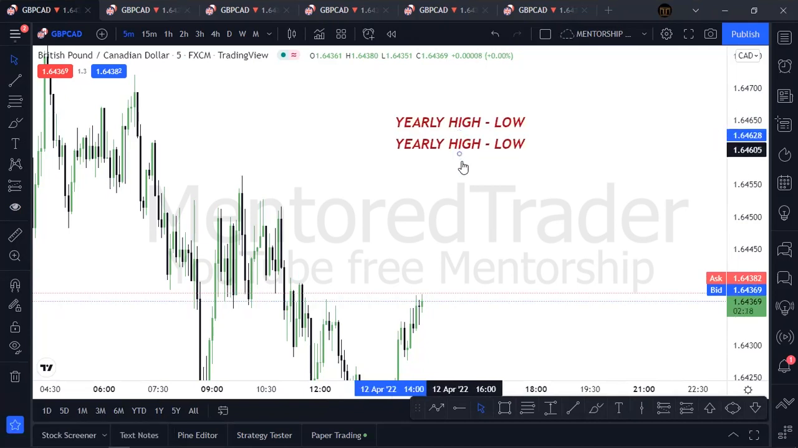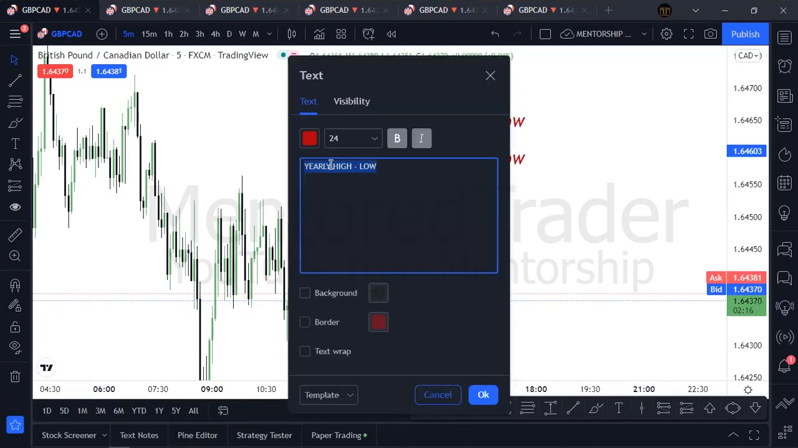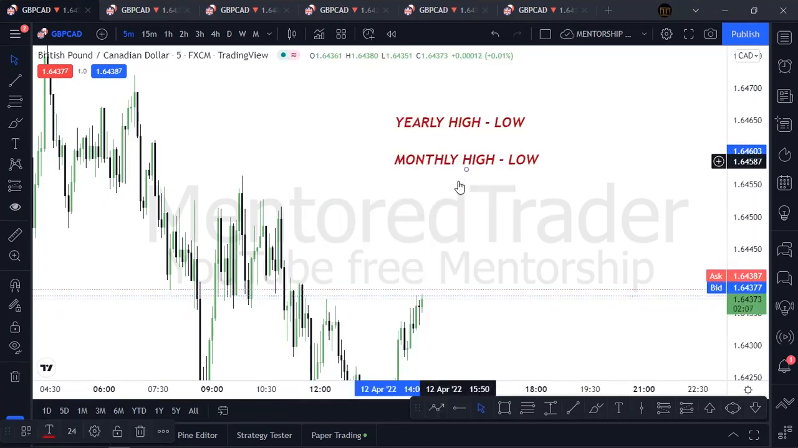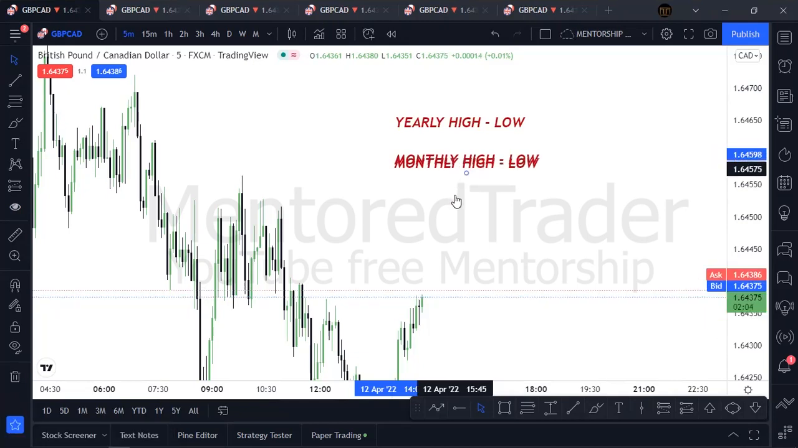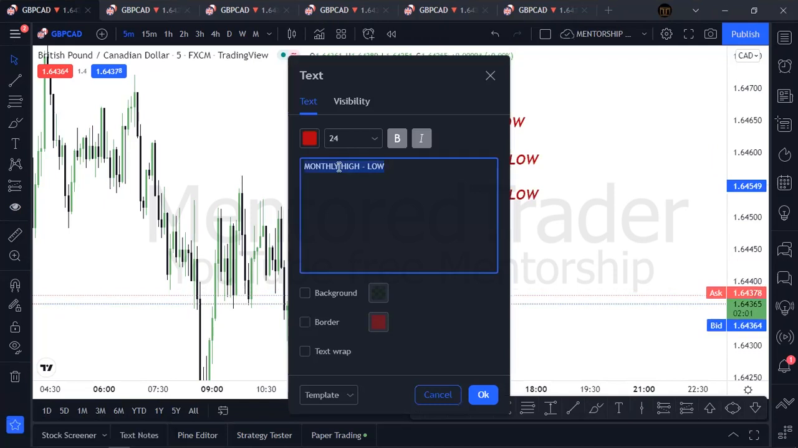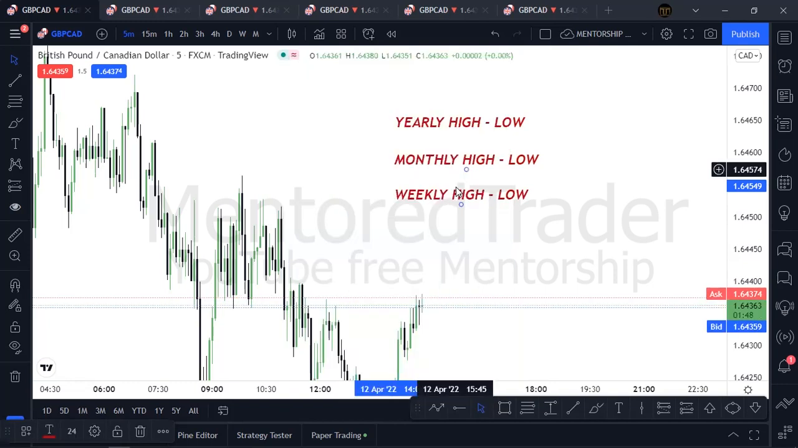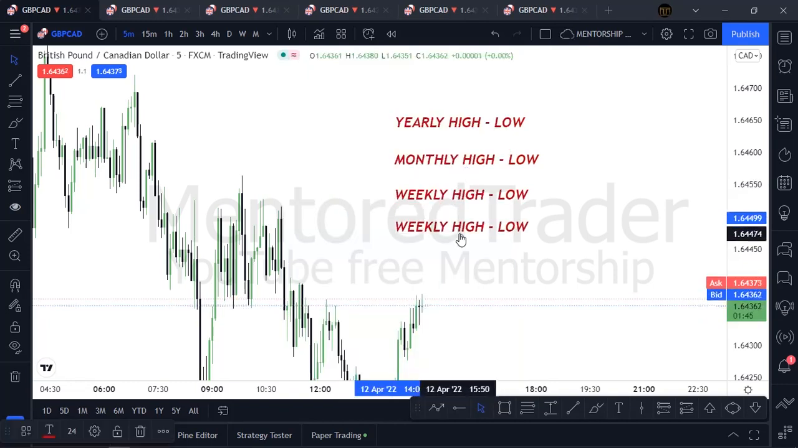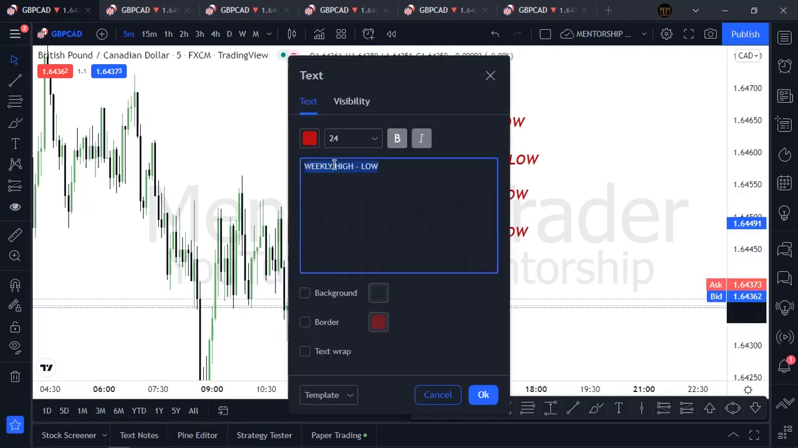And we add monthly high and low. Monthly high and low. And we add weekly high and low. Weekly high and low. Then we add daily high and low. Daily high and low.